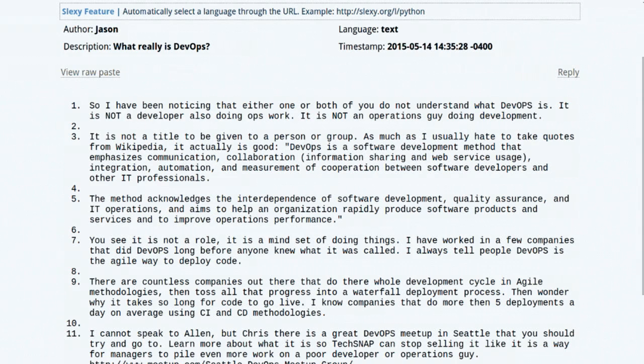As much as I usually hate to take quotes from Wikipedia, it's actually a pretty good one here. DevOps is a software development method that emphasizes communication, collaboration, integration, automation, and measurement of cooperation between software developers and other IT professionals. Yes. And when we talked about what DevOps is, we used that same Wikipedia explanation and said, yes, that version of DevOps is good. But it's not me or you that doesn't know what DevOps is. It's the people who call themselves DevOps and are just an ops person doing development or a dev person doing ops. Anybody who calls themselves DevOps is the one that's doing it wrong.